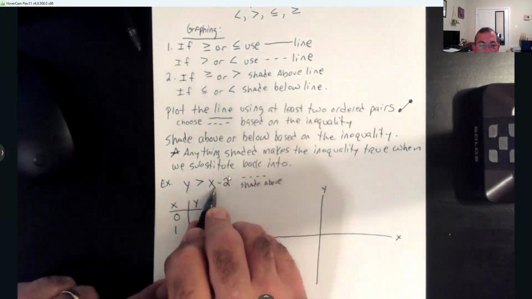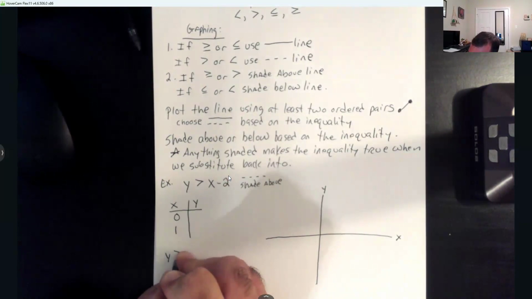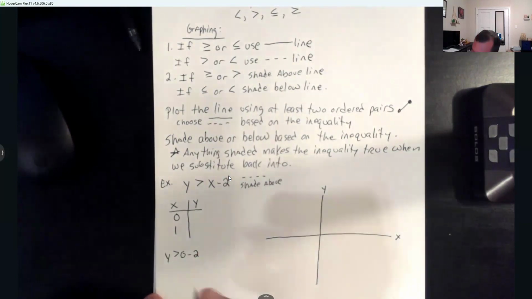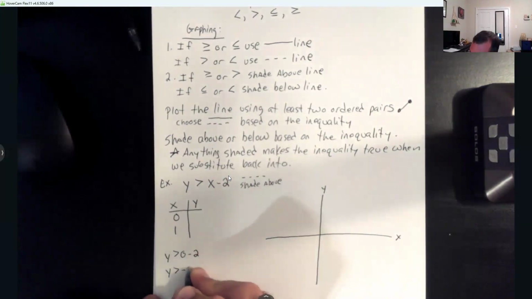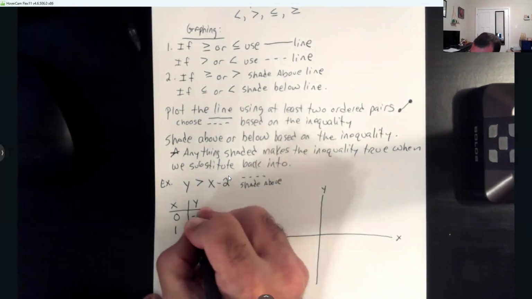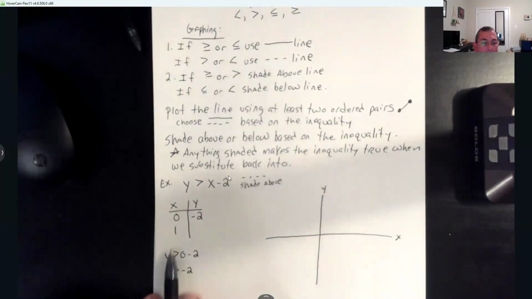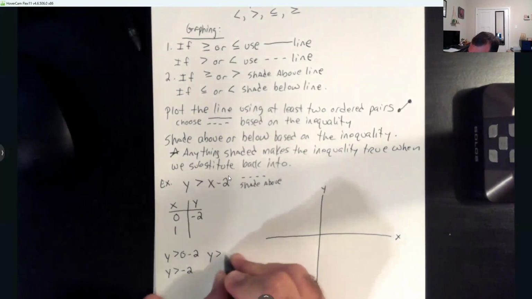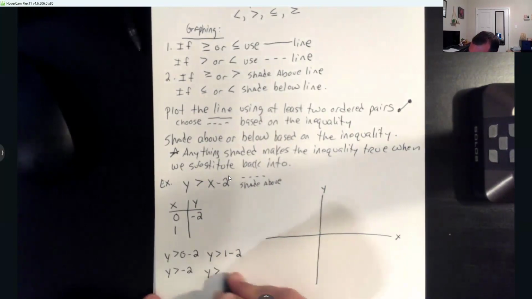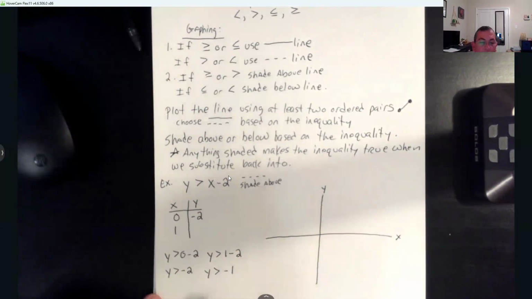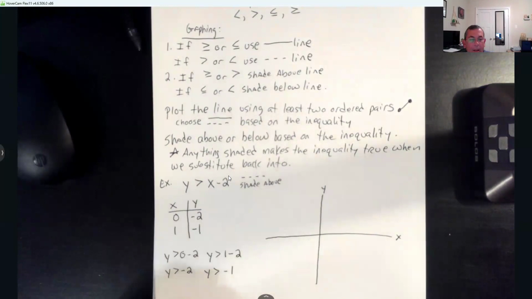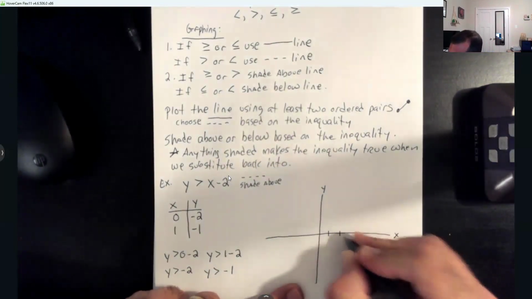So if I put a 0 in here, y is greater than 0 minus 2, which gives me y greater than negative 2. So when x is 0, y is negative 2. And then I'm going to put a 1 in. y greater than 1 minus 2. Solving that, I get y is greater than negative 1. So when x is 1, y is negative 1. So those are pretty small numbers. So I'm going to number out to 5.